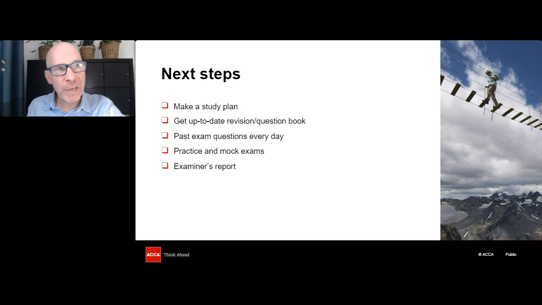You've gotta be using a really up-to-date revision question book because of the new professional marks. If you're using someone else's older book, it might not be very well updated. And the best thing to do would just be go into the Study Hub, which I'm about to tell you about. Okay, if you can do a question every day, put it into your study plan.